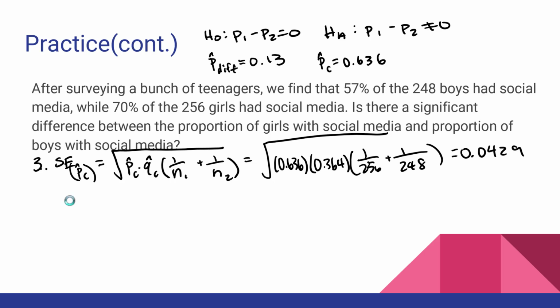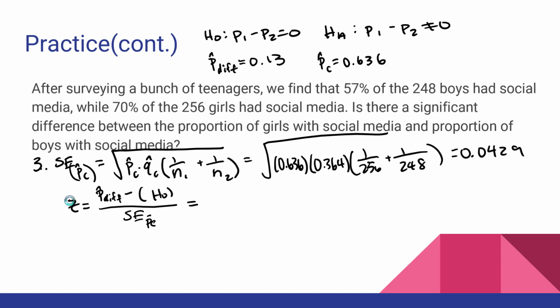Now that we have our standard error, we can get our z-score. So the formula for the z-score is equal to our p hat difference minus our assumption from our null hypothesis. I'm putting in the null hypothesis symbol as a placeholder. This is not really correct notation. And then it's all over our standard error for p hat c.